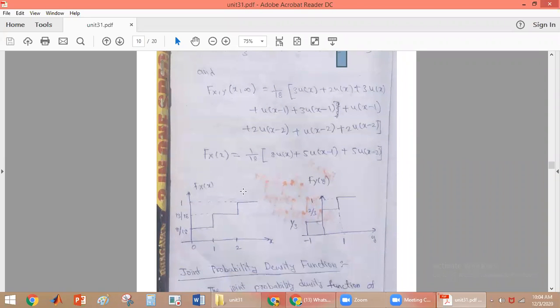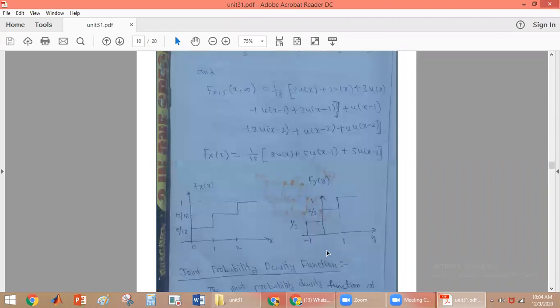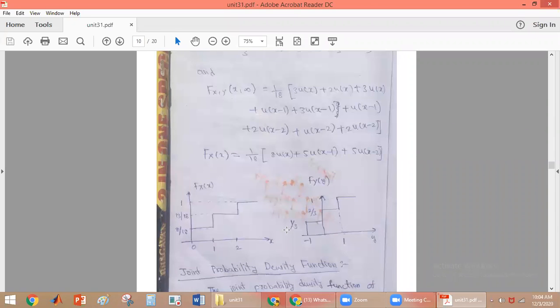From this figure again we can say that the marginal distribution function will be having the minimum value of 0 always. The maximum value will be 1. So we get minimum value as 0 and maximum value as 1 for the marginal distribution function.